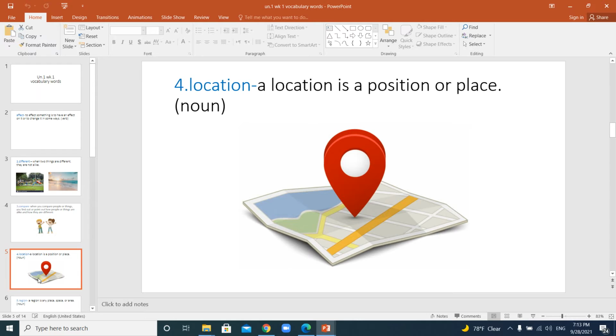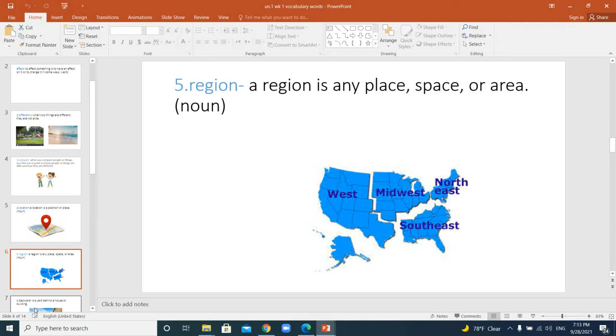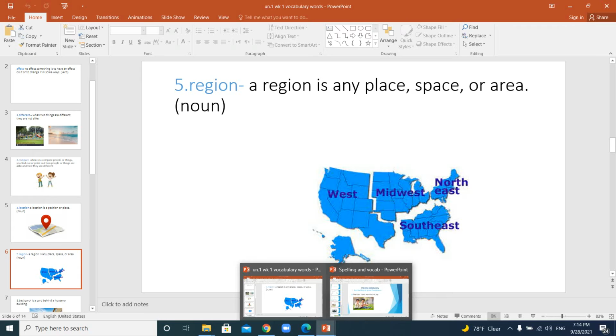Location. Location means the place or the position of a place. Okay. Region. Region is a big part of a place. Like I used the United States as an example. I said the United States of America is a very big country, so it's divided into regions according to its location. Right? So those are the 5 academic vocabulary.